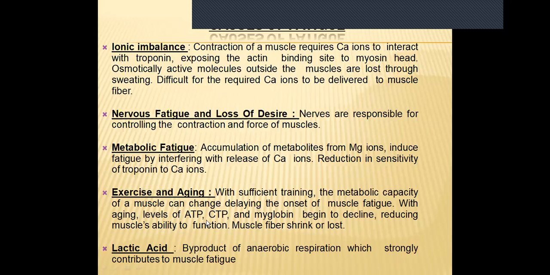Due to exercise, what will happen? A lot of lactic acid will be accumulated in the muscle fiber. When lactic acid is accumulated, that results in this fatigue condition. And lactic acid needs to be oxidized, and for that oxygen is required. That's why when we are in a fatigue condition, a lot of increased respiratory rate will be there. So these are the causes of muscle fatigue.